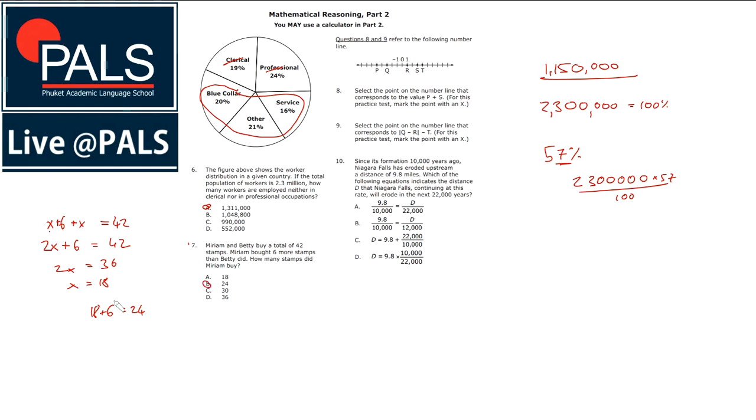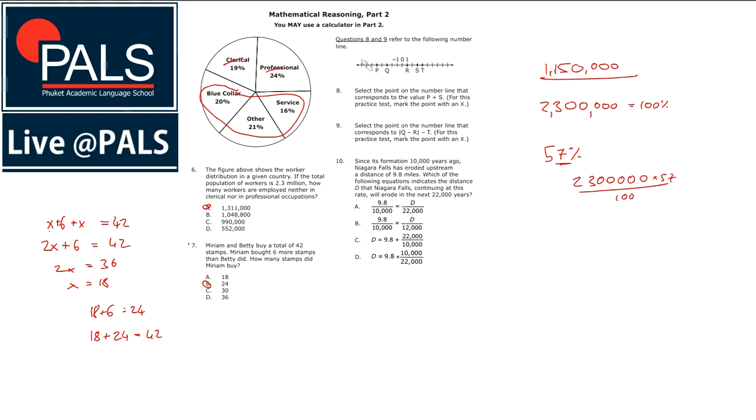So Betty bought 18 and Miriam bought 24. We can actually check if this works out. 18 plus 24 is equal to 42, which is the total number of stamps.